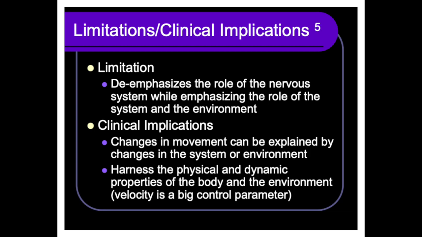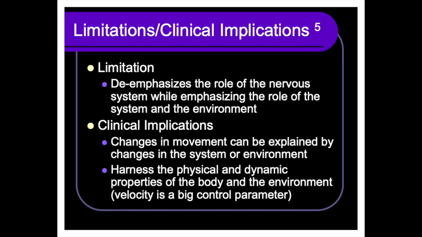All right, so let's move on and talk about limitations and clinical implications of dynamic action theory. Limitations: this theory has been criticized for de-emphasizing the role of the nervous system. Because it's talking about how there is no control parameter, that de-emphasizes the fact that the brain may do some bit of organizing of the system, or a system might be organized within the nervous system. So it de-emphasizes that, and it emphasizes the mechanical nature of the system itself. And it also emphasizes the environment, so how changes in the environment may drive or modify changes in behavior.